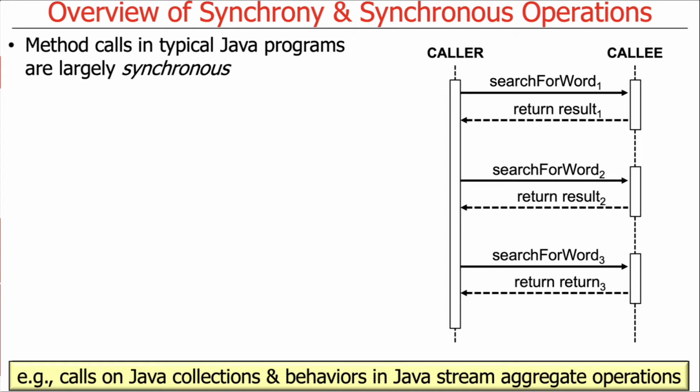As we've alluded to earlier, method calls in typical Java programs, and for that matter, typical C++ programs or typical C# programs or typical Python programs, pick your favorite programming language you are using these days, are largely synchronous. So think about, for example, making calls on a Java collection. You've got an array list, you want to add something to it. You've got a map, you want to put something in it, you want to take something from it. Those are examples of calls that are synchronous. Likewise, behaviors in your typical Java stream aggregate operations, where you're applying a behavior to a bunch of elements in a stream using map, are also done synchronously by default.